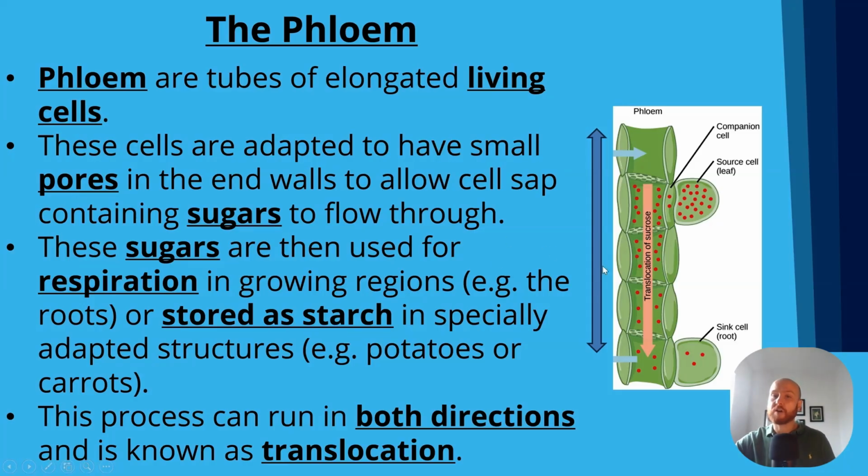Now, I've got a diagram on the right with an arrow going up from the roots to the leaves and down from the leaves to the roots. The process of sugars travelling through the phloem is known as translocation.